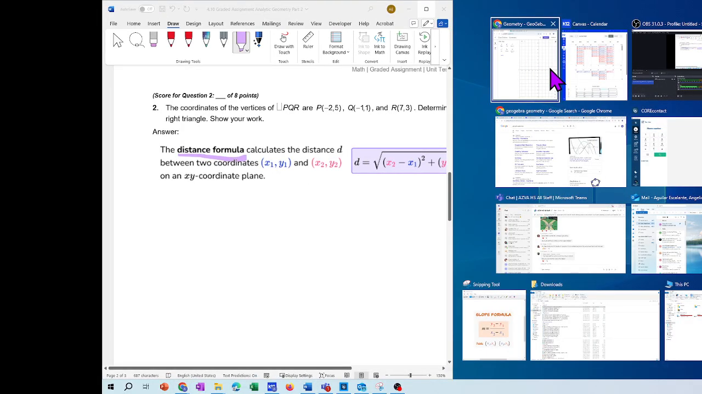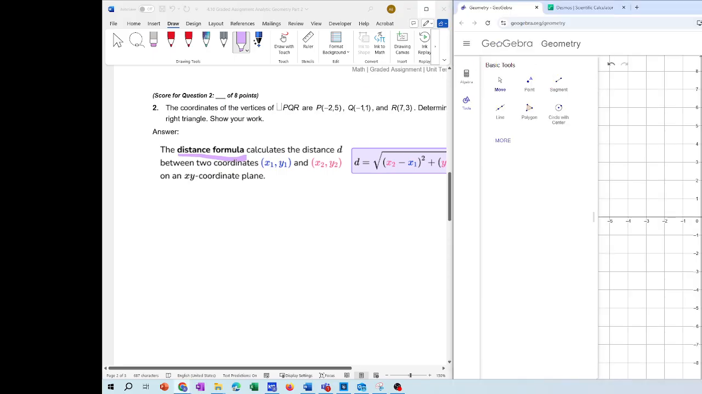Okay, so you guys can have a better idea of what we're going to be doing. The first thing we're going to do is graph those 3 points. Remember, this is a triangle. A triangle has 3 sides. So let's try to do that.